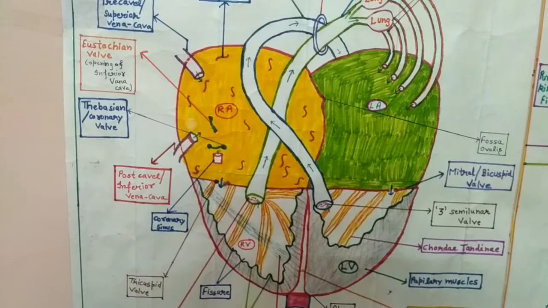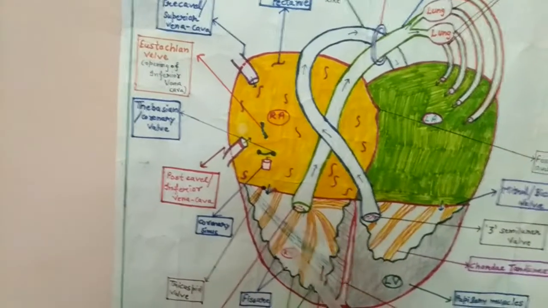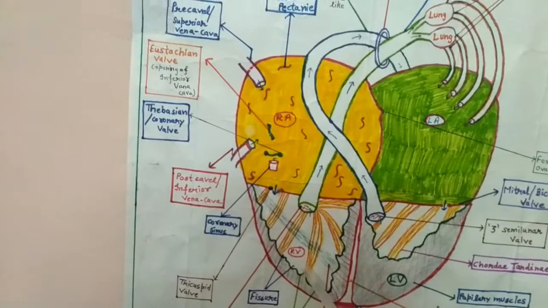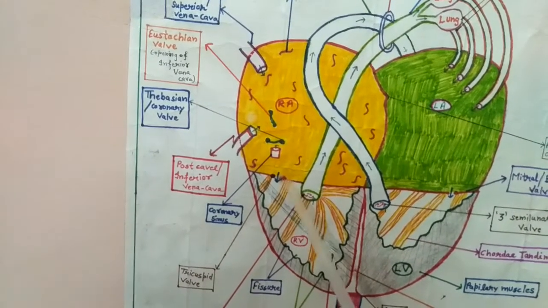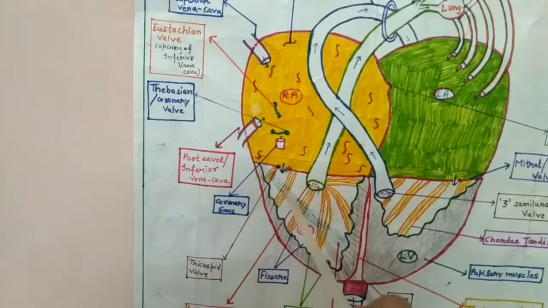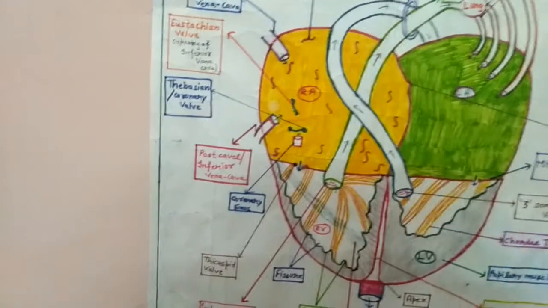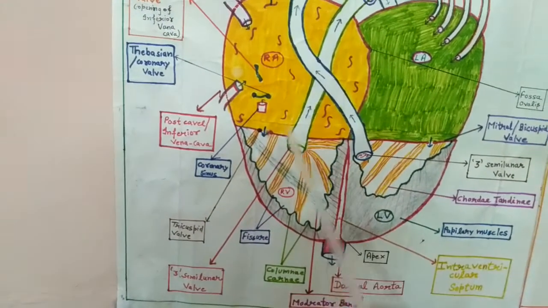So now friends, one question comes into your mind: how does blood come into the right ventricle from the right atrium? So you can see here some gap. This gap is known as the tricuspid valve. This valve helps in the movement of the blood from the right atrium into the right ventricle.